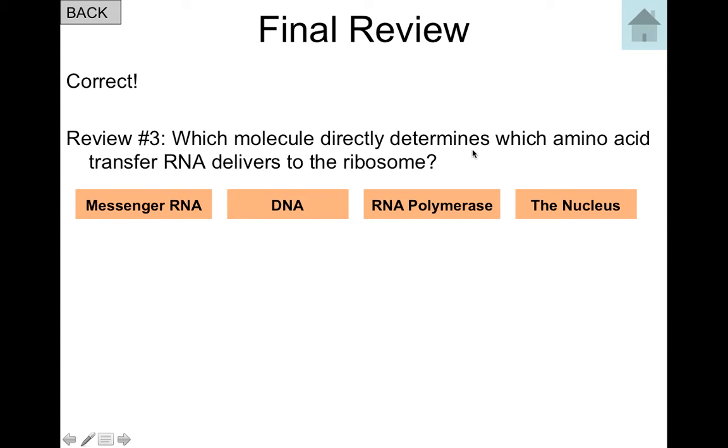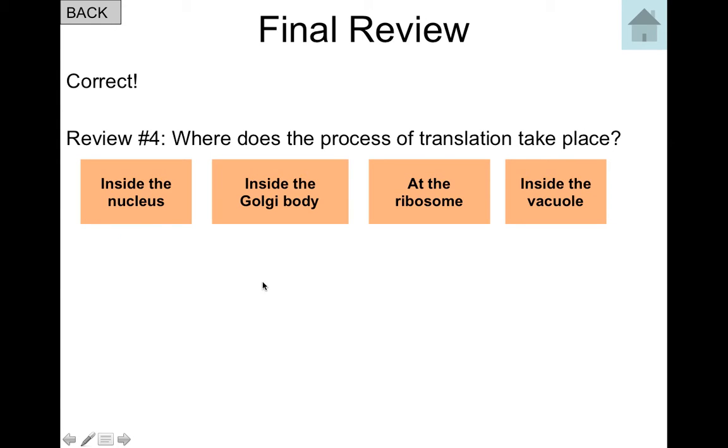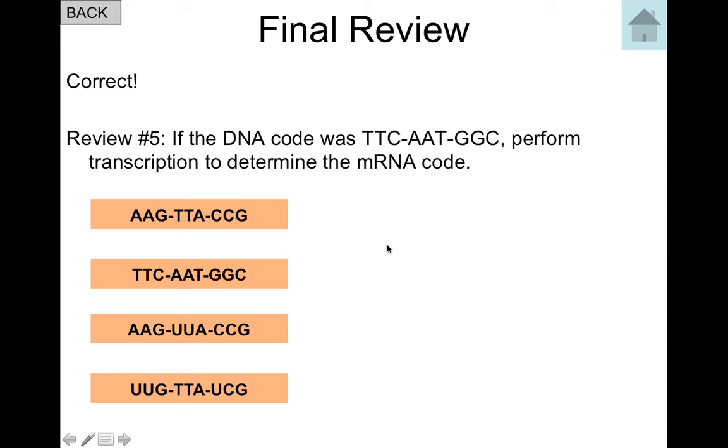And which molecule directly determines, now this says directly determines which amino acid transfer RNA delivers to the ribosome. And we say, which molecule? Well, messenger RNA seems to be pretty important there. And where does the process of translation take place? We know it's at the ribosome in the cytoplasm.